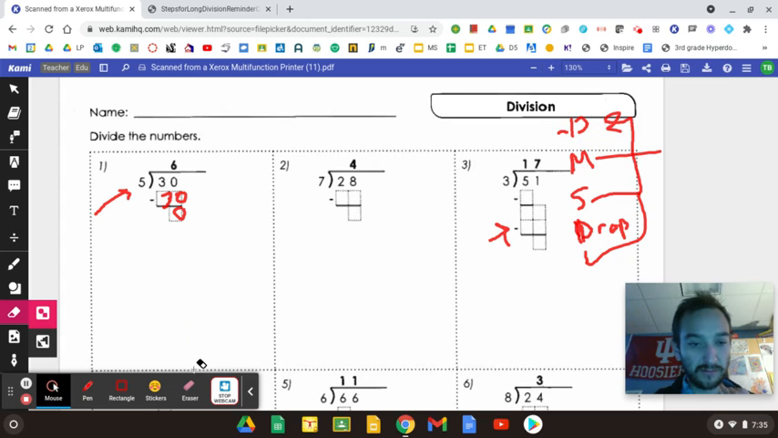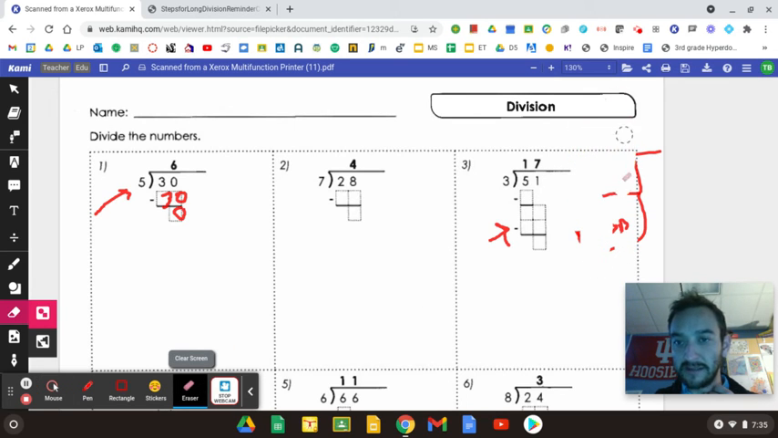Let's see if my eraser works. See, I need you guys here for this. I'm not very good at this, Cammy. You guys are so much quicker.